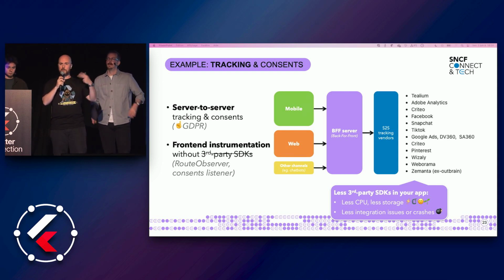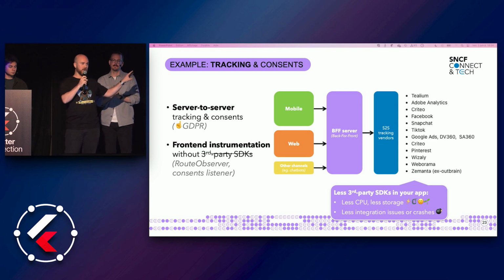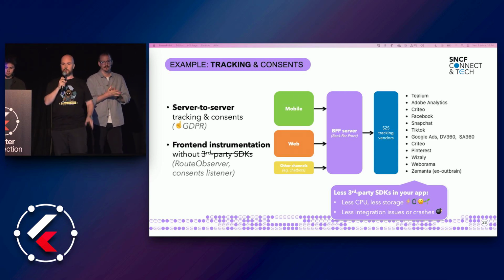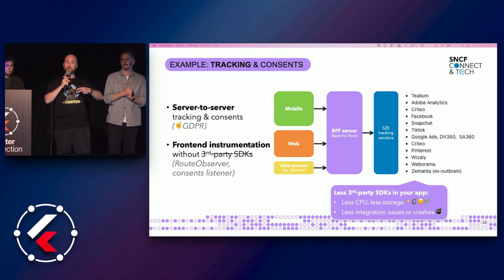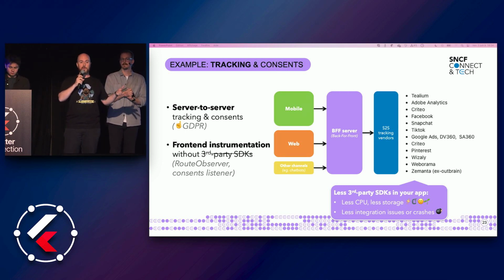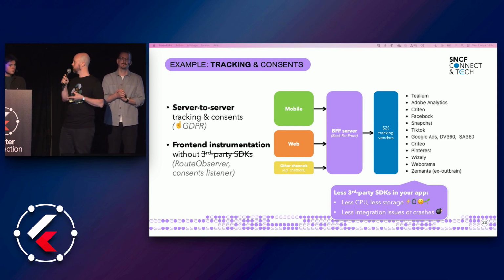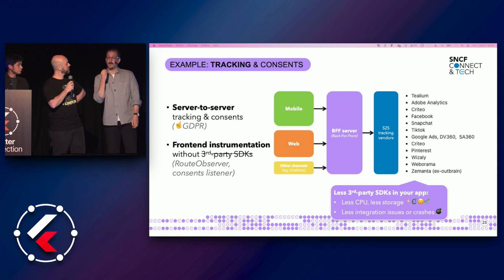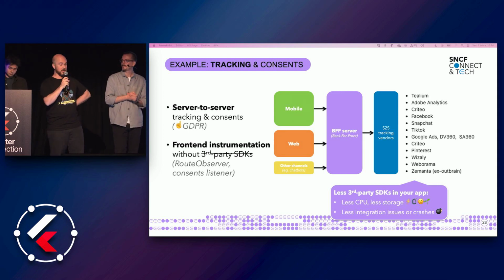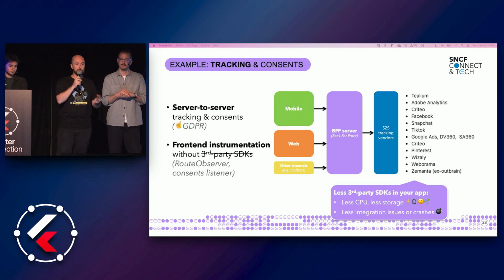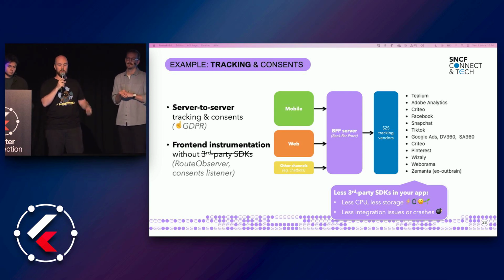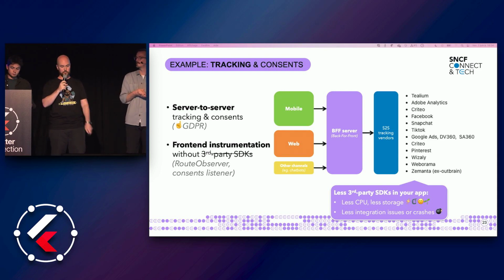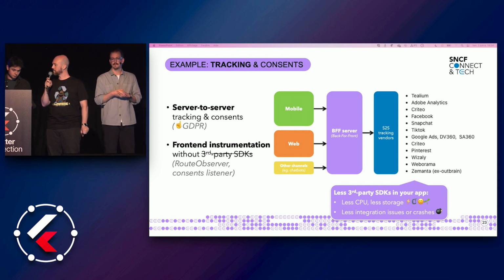But the mapping, the data layer, all of that, most of the magic of tracking management and consent management, is done on the server. And this way, you can remove many third-party SDKs from your front-end applications, which means less CPU usage, less storage, and much less headache for the developers. Yes, because sometimes we have version conflicts integrating third-party libraries, and also fewer calls to third-party domains. So it's really interesting for the front-end developer, we think.